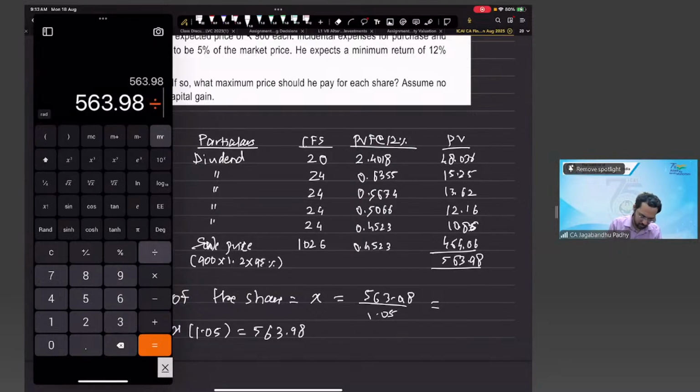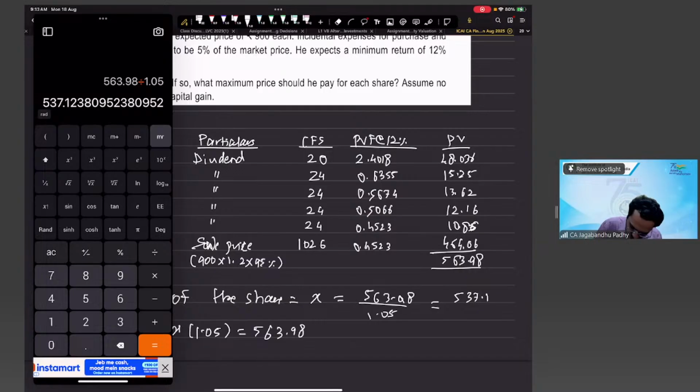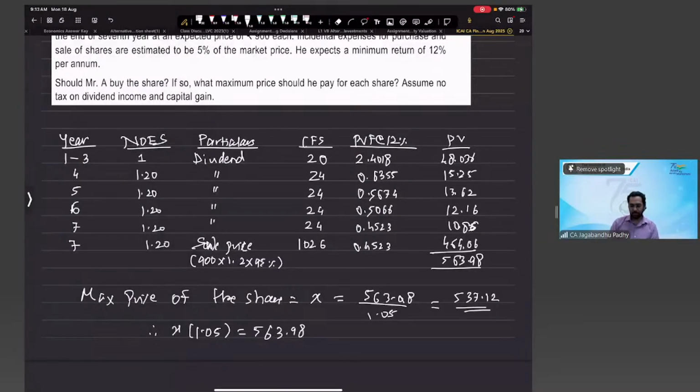That's 537.12. This is the maximum price that you can be ready to pay. Because if you are agreeing to the price of 537.12, then the total amount that you will pay with incidental expenses is 563.98. And that will ensure that you're earning 12%.